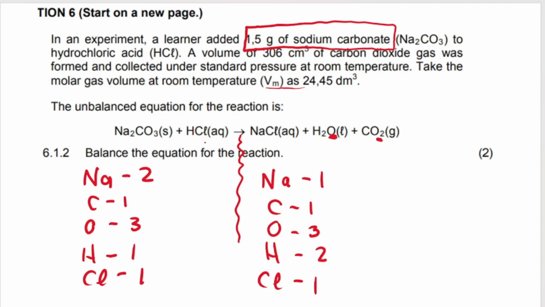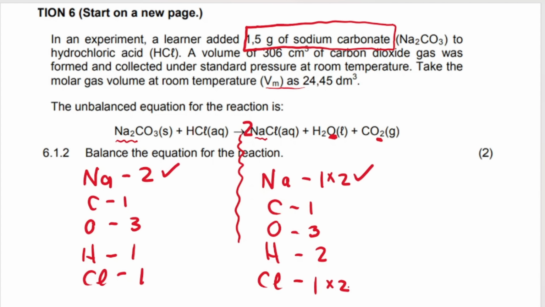Now, the first thing that's jumping out to me is the fact that I have 2 sodiums over here, but only 1 sodium on this side. So I'm going to put a big 2 in front of NaCl. Remember, we only change the big numbers. So basically, I've multiplied my sodium by 2, which has fixed the sodiums. I've also multiplied my chlorines by 2. And now my chlorines are unbalanced. So we have 2 sodiums on either side, which is fine.